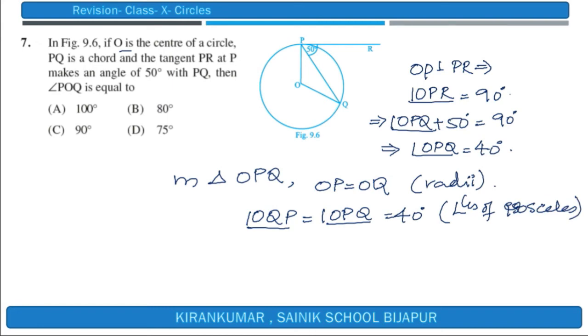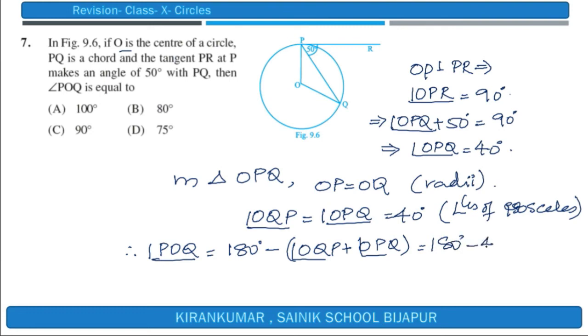Therefore, we can find the angle POQ by using the angle sum property. Angle POQ will be 180 degrees minus the sum of OQP plus OPQ. Let's substitute. This will be 180 minus 40 degrees minus 40 degrees. We get it as 100 degrees. So the angle POQ is 100 degrees. This verifies that option A is the right answer.